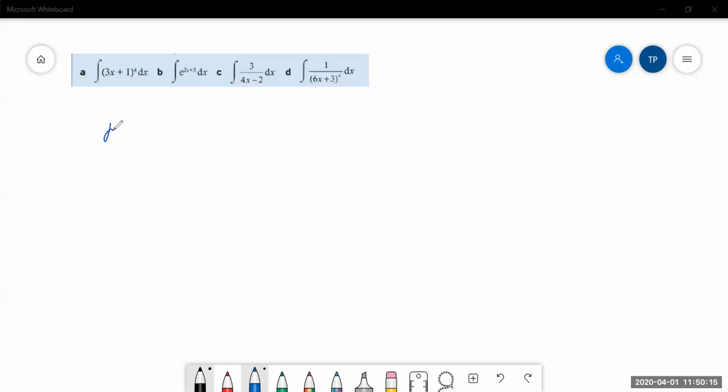Okay, last one. So what do you think is the y? 6 plus 3. Correct.